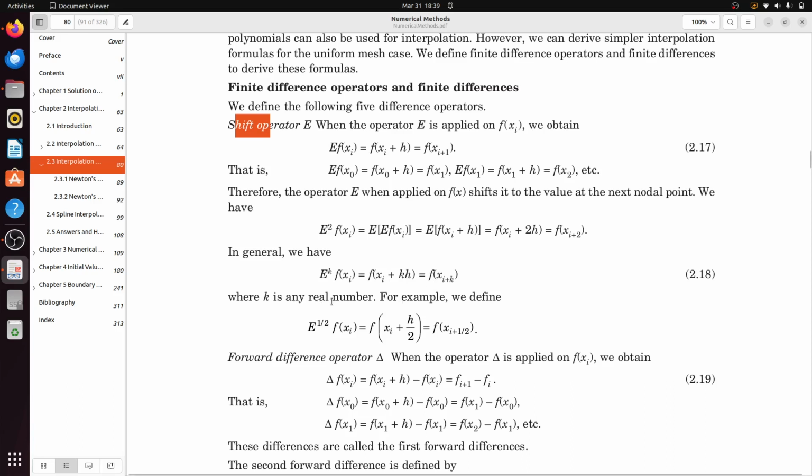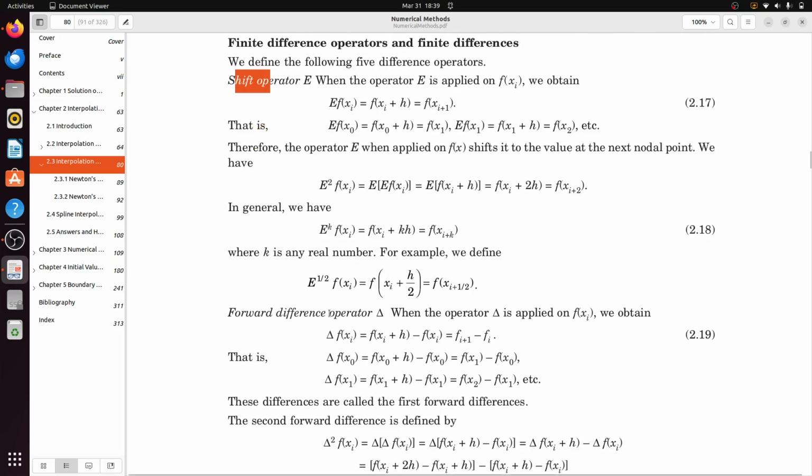For example, you can define square root of E, that is E to the power half f(xi), that means f(xi plus h by 2). Now we will discuss what we mean by the forward difference operator delta.